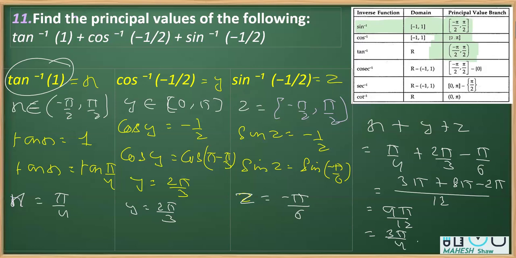So we'll say that is the value for this, which is equal to 3 pi by 4.